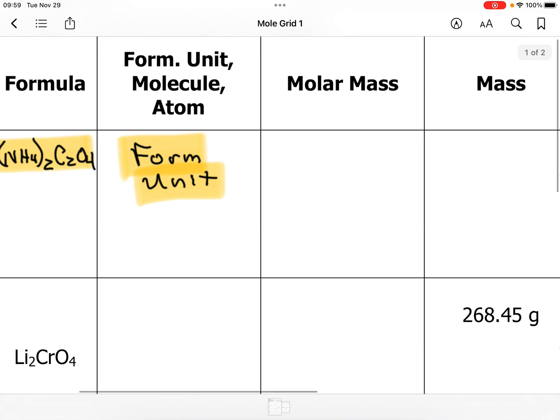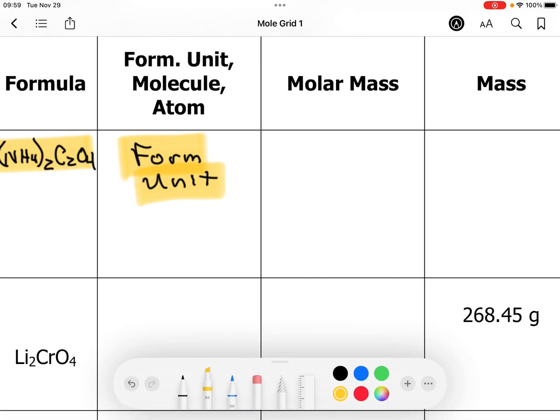Now let's move over to molar mass. To solve molar mass, we're going to write down each one of our atoms that we have, N, H, C, and O. I'm going to write the quantity for each. I have 2 nitrogens, we have 8 hydrogens, 2 carbons, and 4 oxygens.